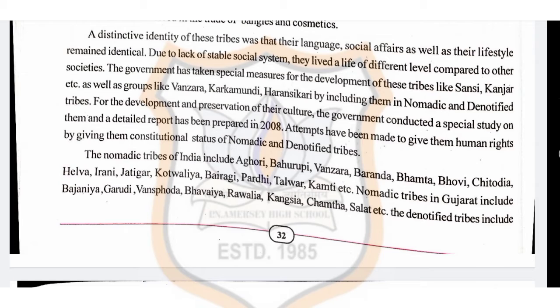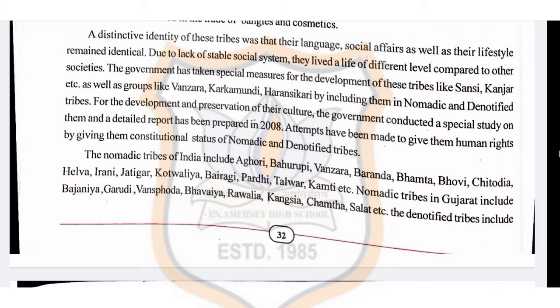The government has taken special measures for the development of these tribes like Sansi, Kanjar, etc., as well as groups like Vanzara, Karakmundi, Haransikari, by including them in nomadic and denotified tribes. For the development and preservation of their culture, the government conducted a special study on them, and a detailed report was prepared in 2008.